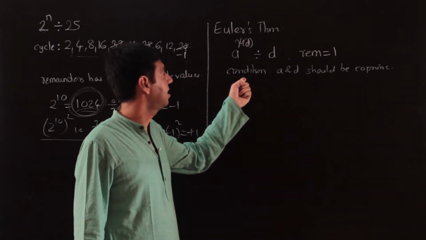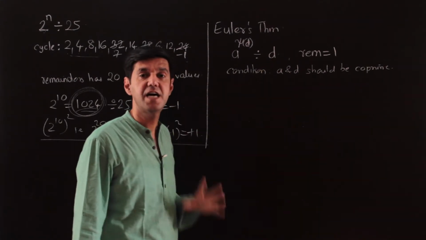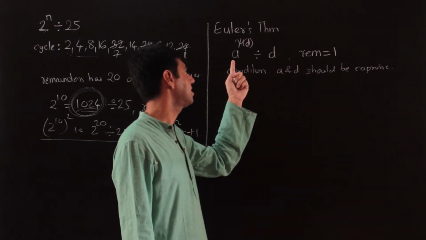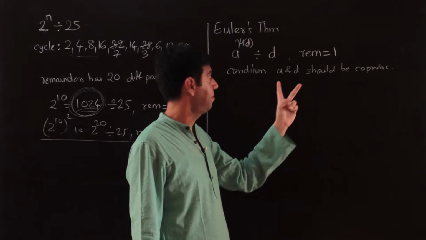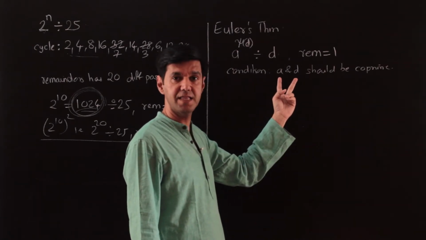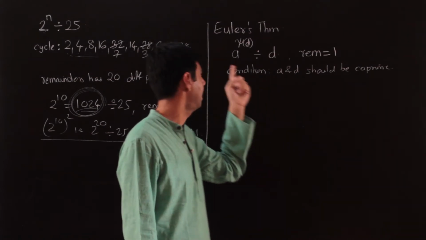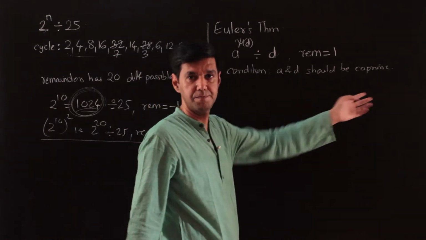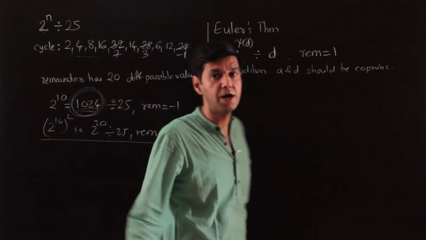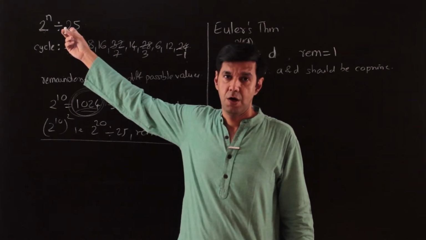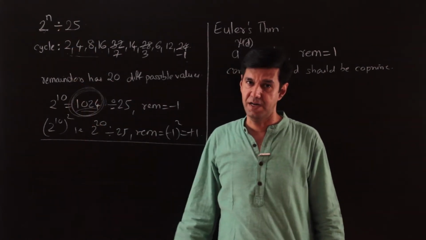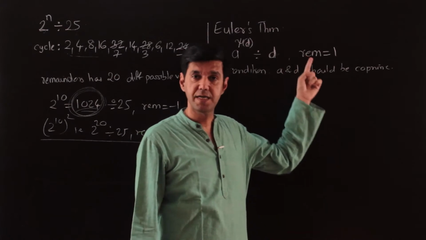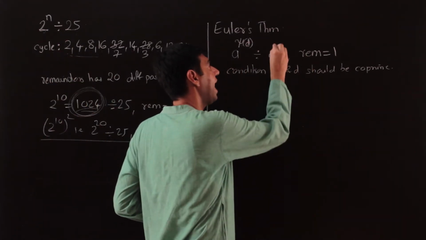What was Fermat's? In Fermat, the additional condition was that the divisor had to be prime. So Fermat's little theorem can only be applied when the divisor is prime, and obviously the dividend, the base, has to be co-prime. Here also the dividend and the divisor have to be co-prime, but the divisor need not be prime. So when you divide by 25, you cannot apply Fermat's theorem. 2 raised to 24 is not going to give you a plus 1. You cannot apply Fermat's theorem because 25 is not a prime number. But can I apply Euler's theorem? Yes, Euler's theorem. This could be any divisor.